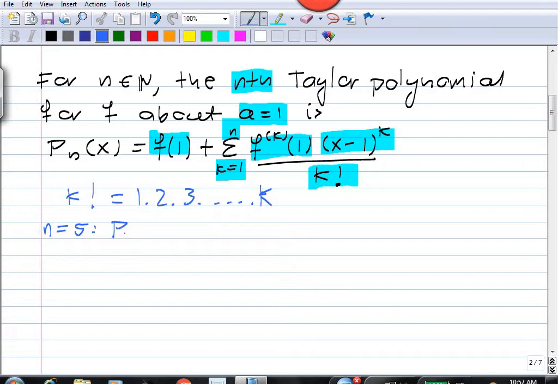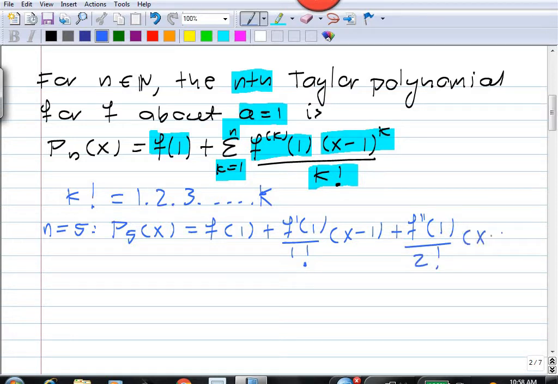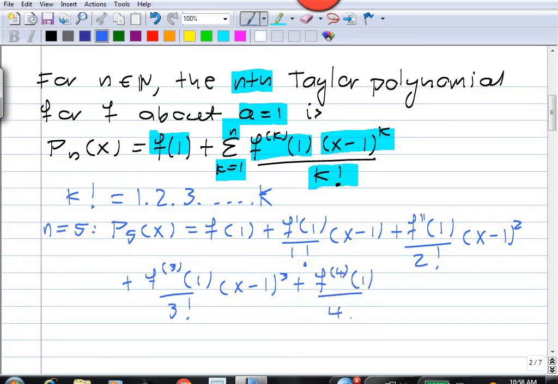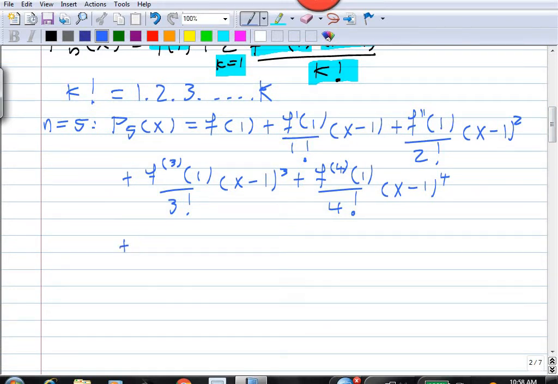So we're dealing with a polynomial p5 of x, which is f at 1 plus first derivative at 1 over 1 factorial x minus 1 plus second derivative at 1 over 2 factorial x minus 1 squared plus third derivative of f at 1 over 3 factorial x minus 1 cubed plus the fourth derivative of f at 1 over 4 factorial x minus 1 to the fourth plus fifth derivative at 1 over 5 factorial x minus 1 to the fifth.